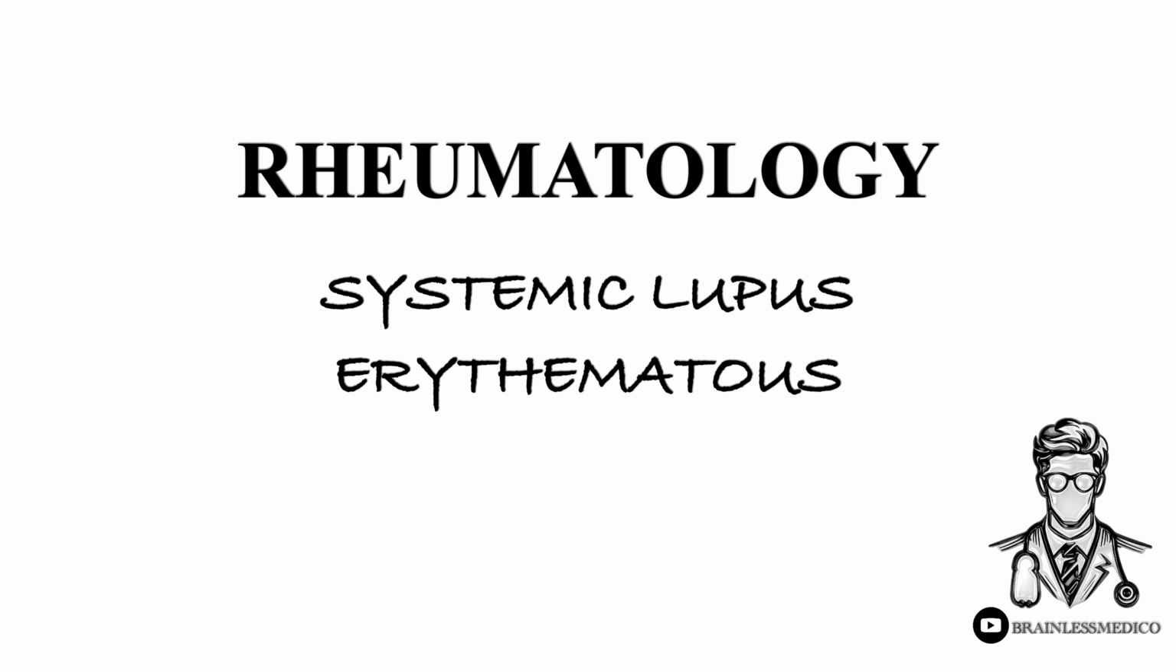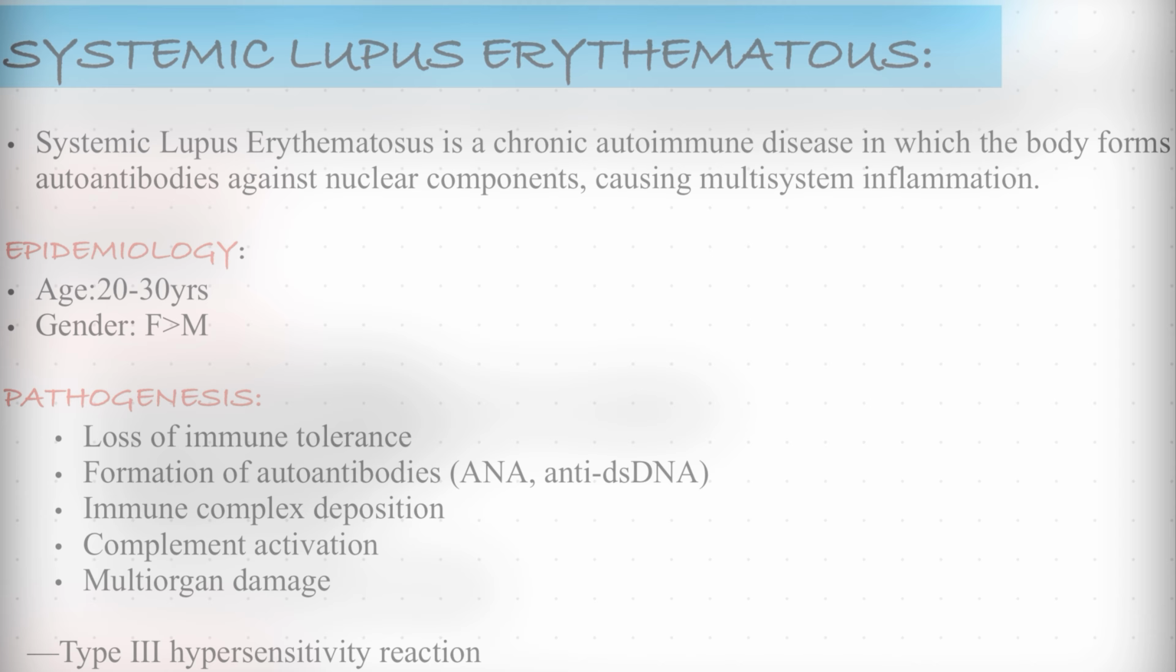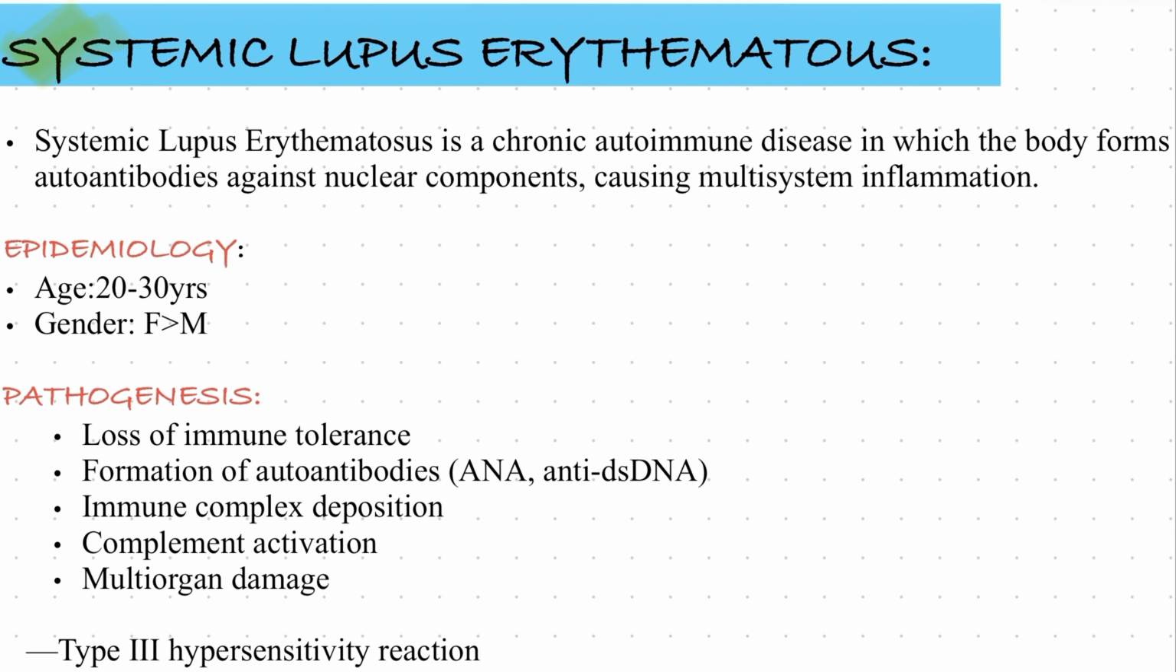I am Dr. Manoj, and today we are going to learn an important topic in rheumatology, that is systemic lupus erythematosus. So let's dig into it. The definition of systemic lupus erythematosus goes like this: it's a chronic autoimmune disease in which the body forms autoantibodies against nuclear components, causing multisystem inflammation. So superficially, SLE is an example of an autoimmune disease.